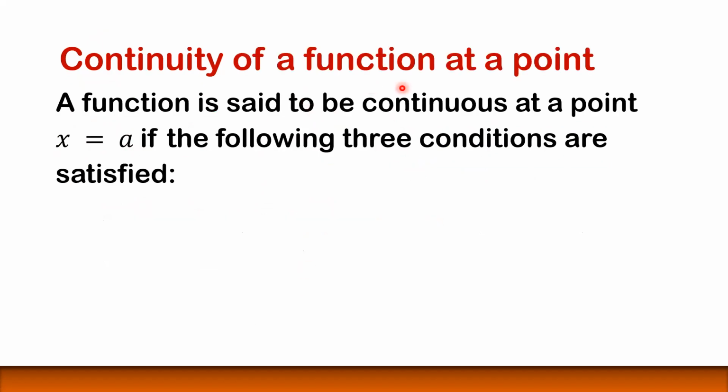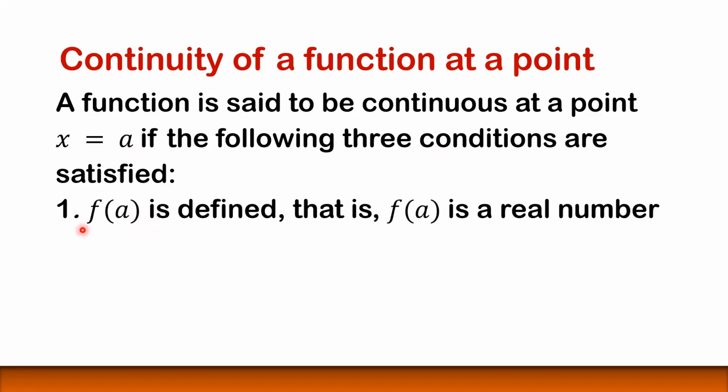Okay, so when we say continuity of a function at a point, a function is said to be continuous at a point, say x equals a. This is our test value. If the following three conditions are satisfied. So first, f of a is defined. That means f of a is a real number. Okay lang siya mag-zero, mag-negative. Wag lang maging undefined or indeterminate.